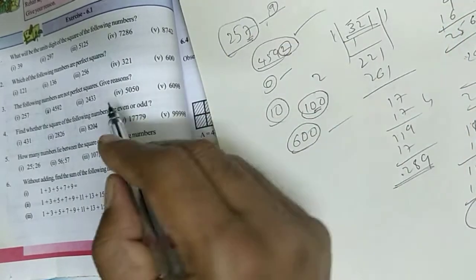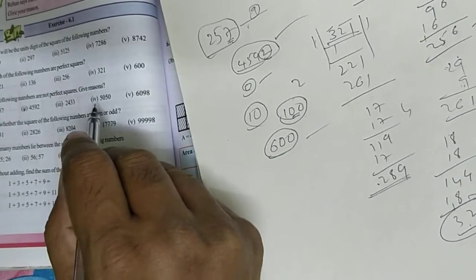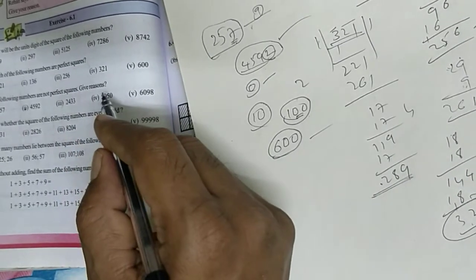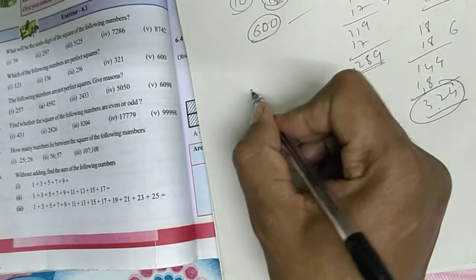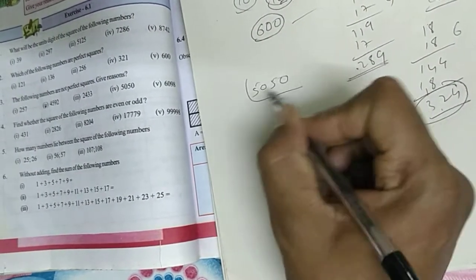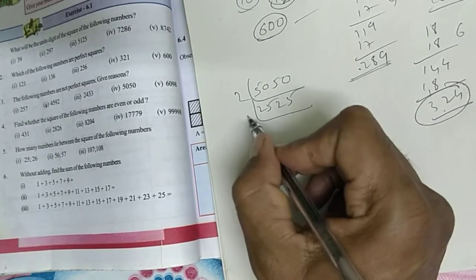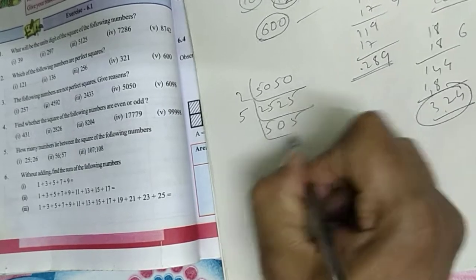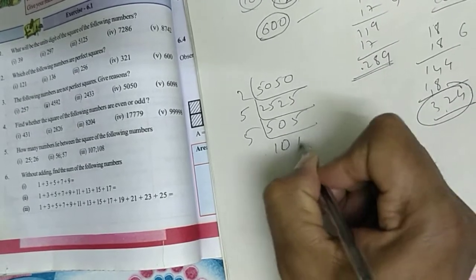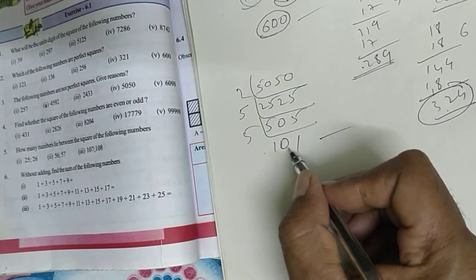Okay. So 5050, it's not a perfect square. Why? Because you can take prime factors like this: 2 2s are, 2 5s are, 2 2s are, 2 5s are. In the 2 table it won't go, in the 5 table only, 5 5s are 25, again 5 table, 5 5s are 25, 1 not 1s are 1. Will it go in any other table? No.